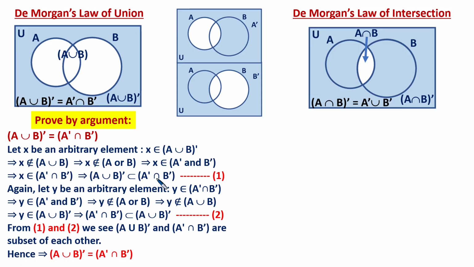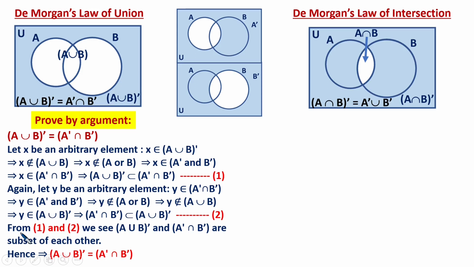But now you have to show the other way around also. Let y be an arbitrary element belonging to A prime intersection B prime. Then y will belong to A prime and B prime, because it's an intersection, so it is "and". Because of this, y will not belong to A or B, and this "or" is nothing but union. So I write y does not belong to A union B. If it does not belong to A union B, it will belong to the complement of A union B. So y belongs to the complement of A union B. So this implies that A prime intersection B prime is a subset of the complement of A union B. Just pause it, go through it.